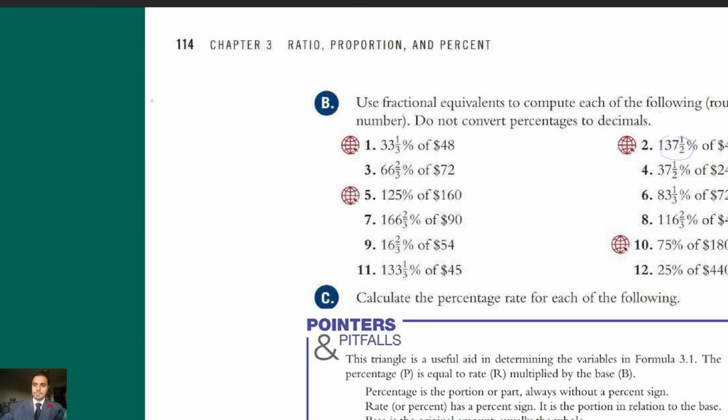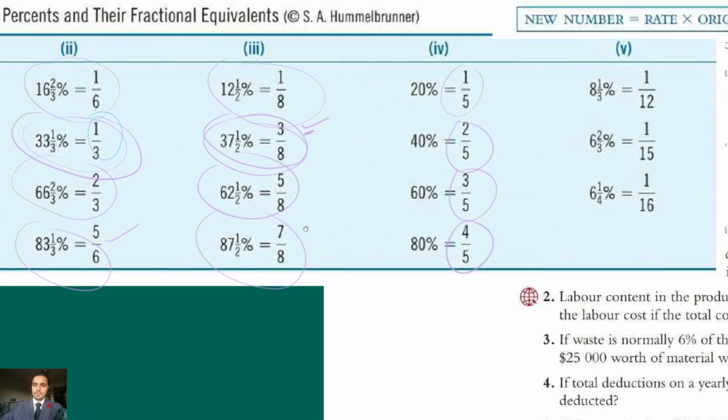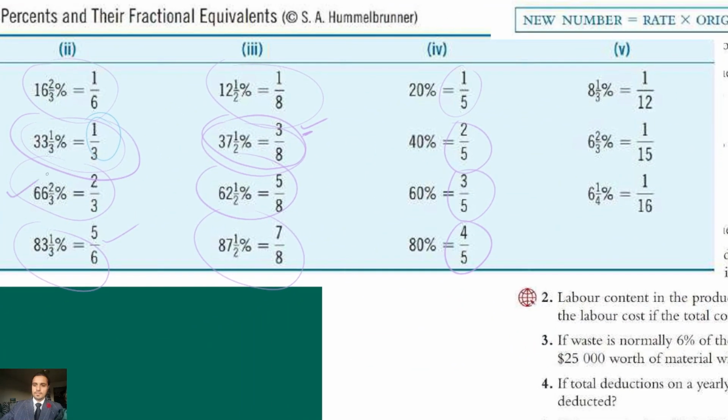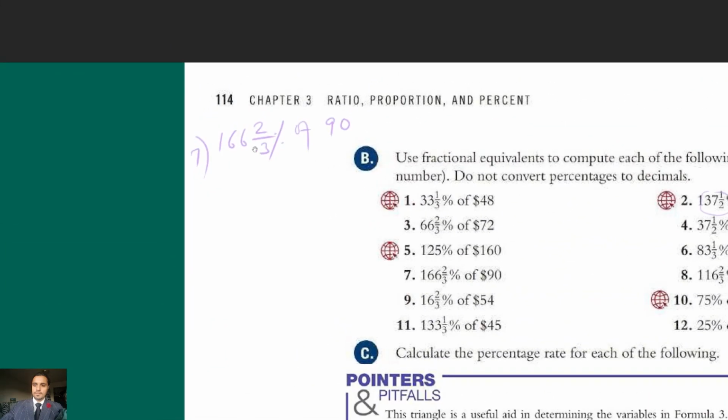Let's go to number 7. You have 166 2/3% of 90. Is it listed here? Well, we don't have that, but we have this, which is 2/3. So we know that 166 2/3% can be written as 100% plus 66 2/3%.